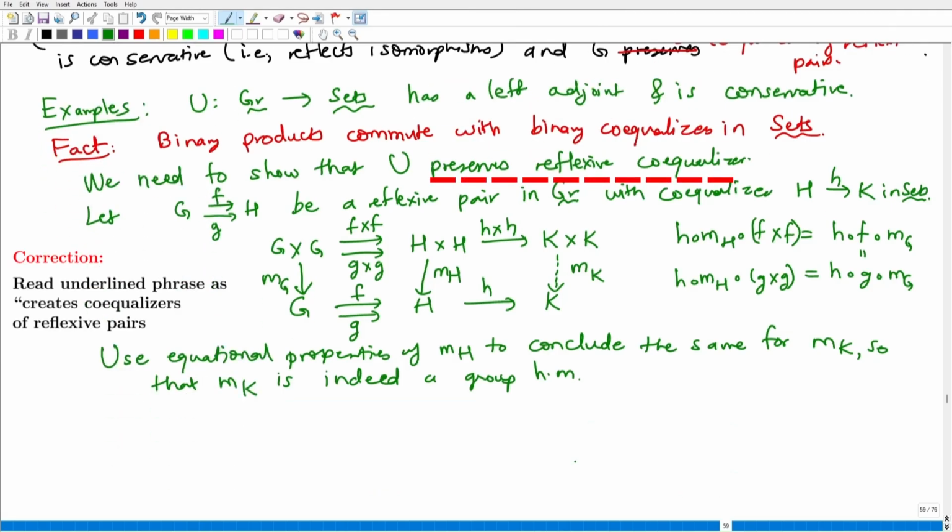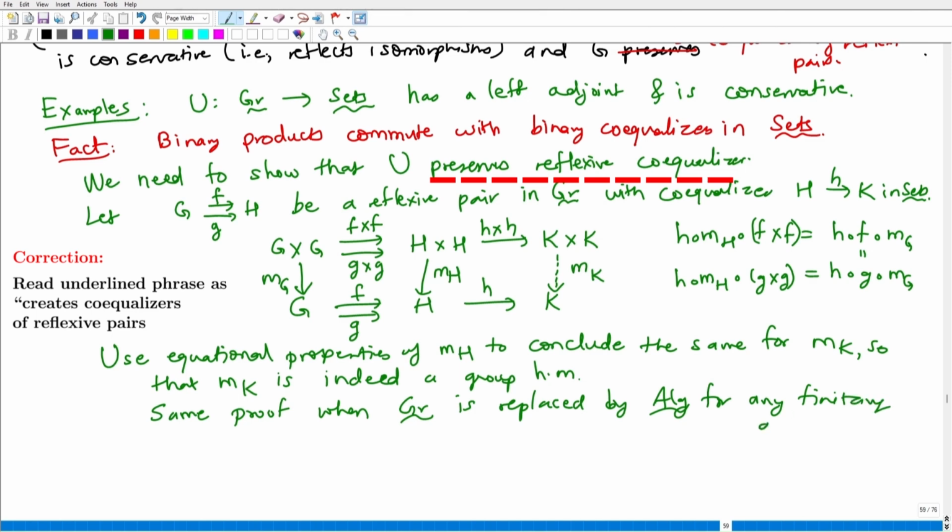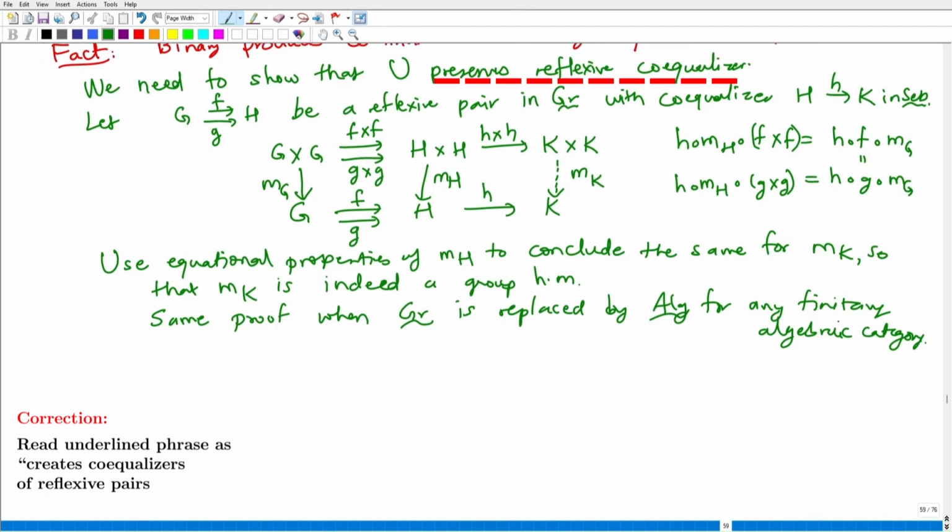And the same proof will work when I replace groups by any algebraic category, any finitary algebraic category. Yes, so same proof when GR is replaced by Alg for any finitary algebraic category. Finitary means all the operations should be finitary. For example, complete lattices, we saw that last time, are not finitary because we ask for arbitrary joins and arbitrary meets. Yeah, that's not finitary. Everything, like you are given finitely many inputs and you give one output. Okay.